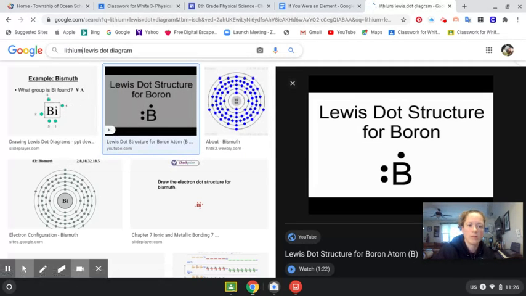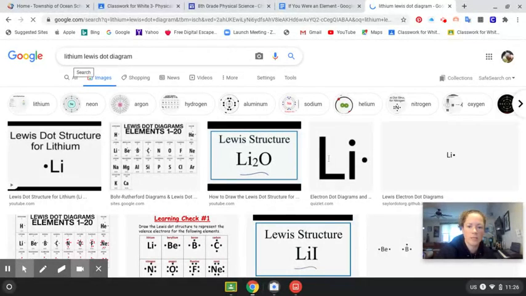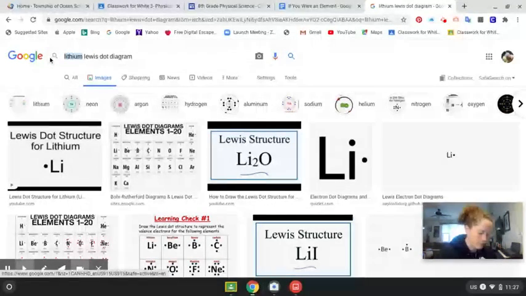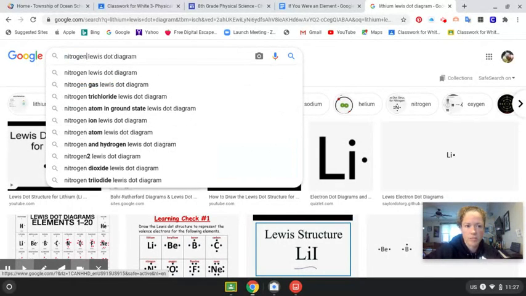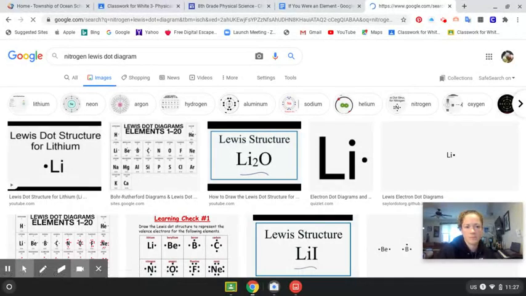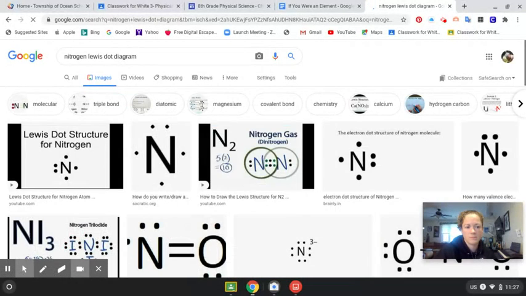All right, so lithium Lewis dot diagram, we said 1 dot, and there we go with our 1 dot. I think nitrogen should have 5 dots. 1, 2, 3, 4, 5. So we have 5 dots. Some of these pictures, don't be fooled, because some of these pictures are showing them being bonded. So don't look at the ones that are bonded, look at the singular.